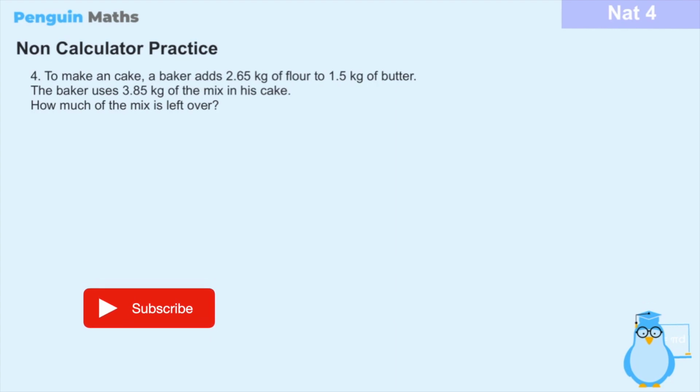We are told to make a cake, a baker adds 2.65 kilograms of flour to 1.5 kilograms of butter, and the baker uses 3.85 kilograms of the mix in his cake, and we are asked to figure out how much of the mix is left over. So to begin this, we have to figure out how much weight of the mix we have in total. So we have 2.65 of flour and 1.5 of butter. So what we're going to do is add both of them together.